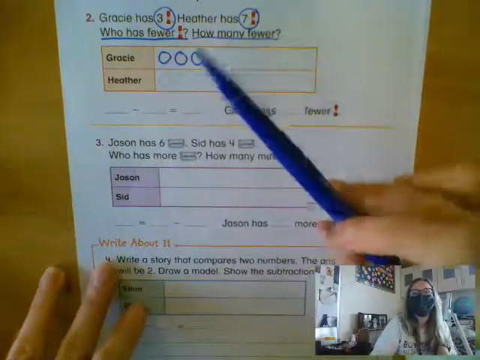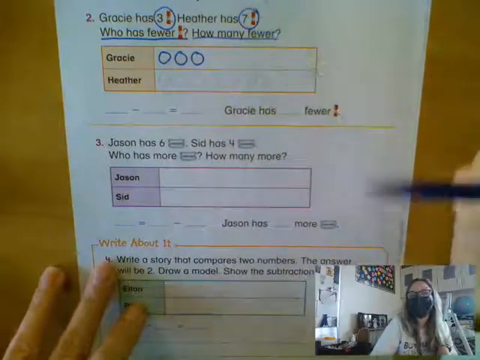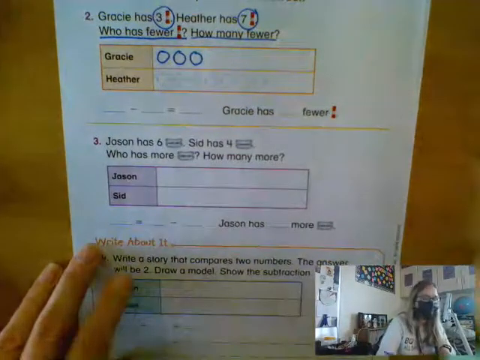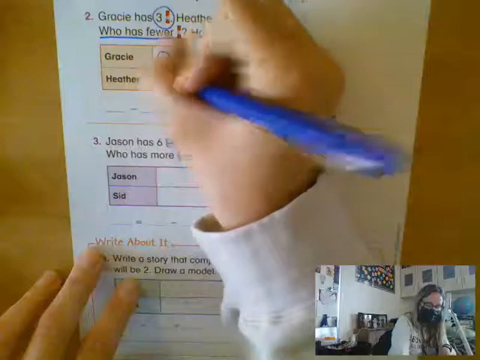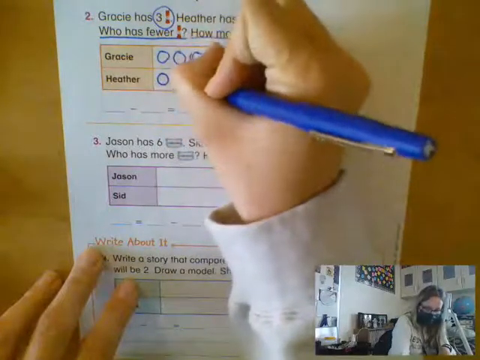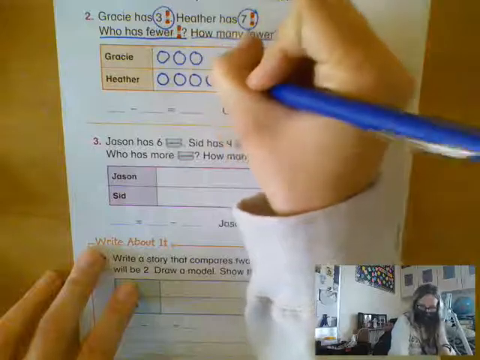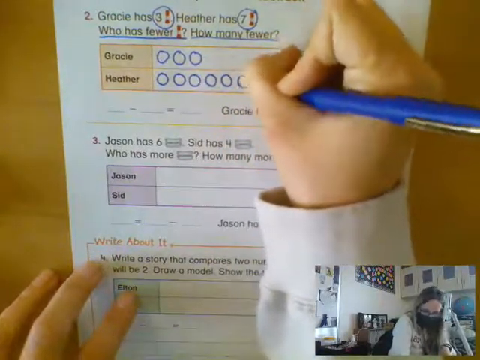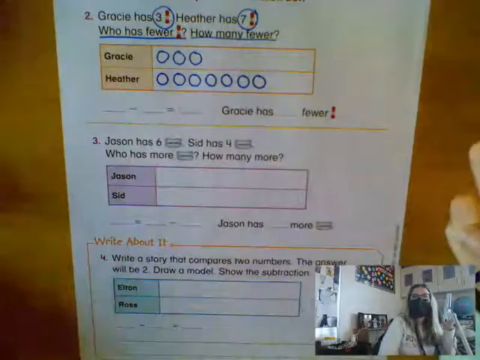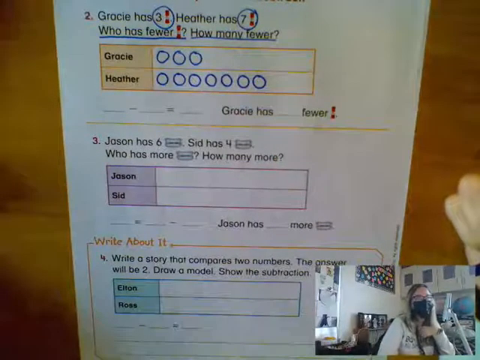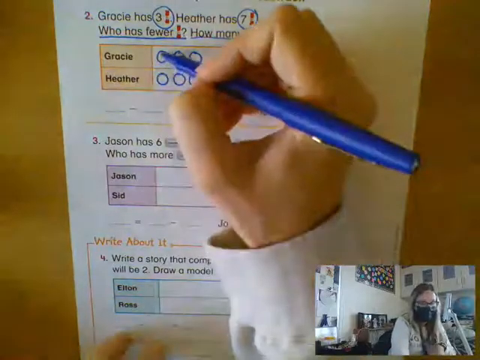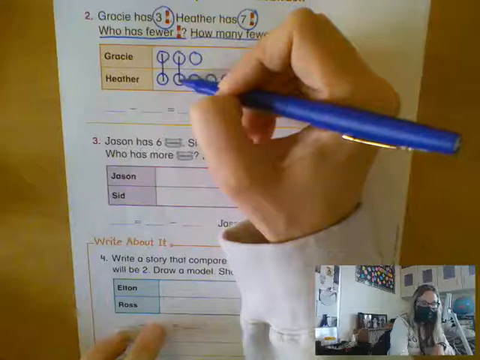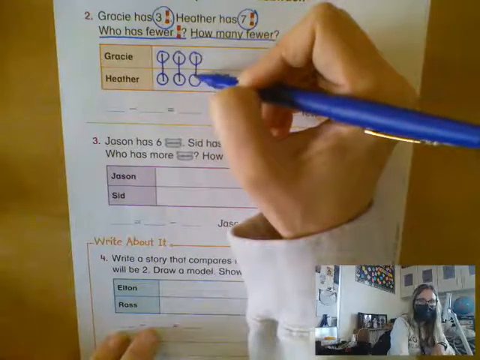Thank you. How many glue sticks does Heather have, Lillian? 7. So let's draw 7 circles for Heather. 1, 2, 3, 4, 5, 6, 7. Now to figure out the difference, let's compare. They both have 1, ka-chink. They both have 2, ka-chink. They both have 3, ka-chink.